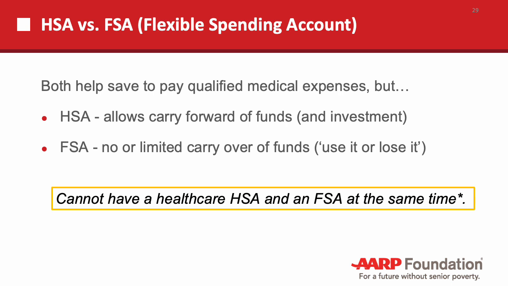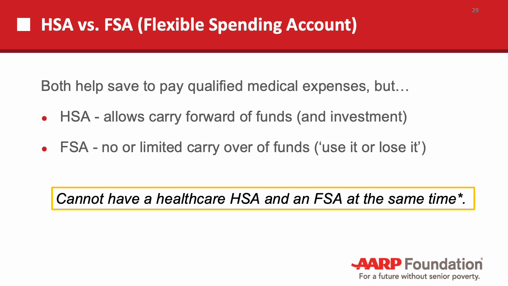Now, there are HSAs, health savings accounts. There's also something called a flexible spending account, or an FSA. Both of these help save to pay qualified medical expenses, but an HSA allows a carry forward of funds and investment unlimited in terms of time. An FSA, there's no or limited carryover of funds. You use it or you lose it.